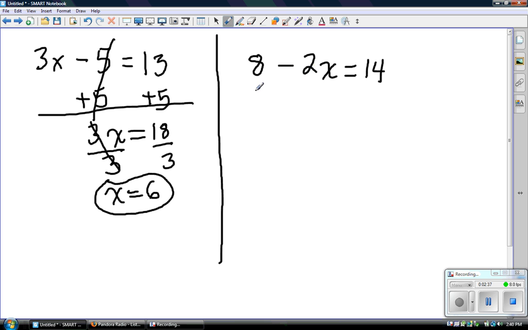So the first thing we have to do is always deal with the addition or subtraction part. So the 8, which is out here, that we're being subtracted from, I want to get rid of that 8. What kind of 8 is it? And the answer is it's a positive 8. Now the opposite of a positive 8 is a negative 8. So what we actually have to do is subtract 8 from both sides of the equation in order to get rid of that 8.